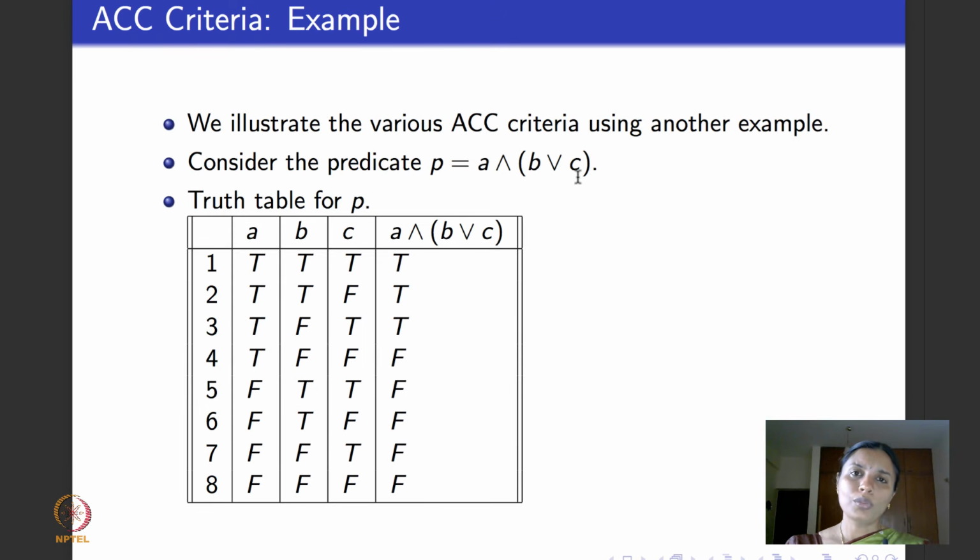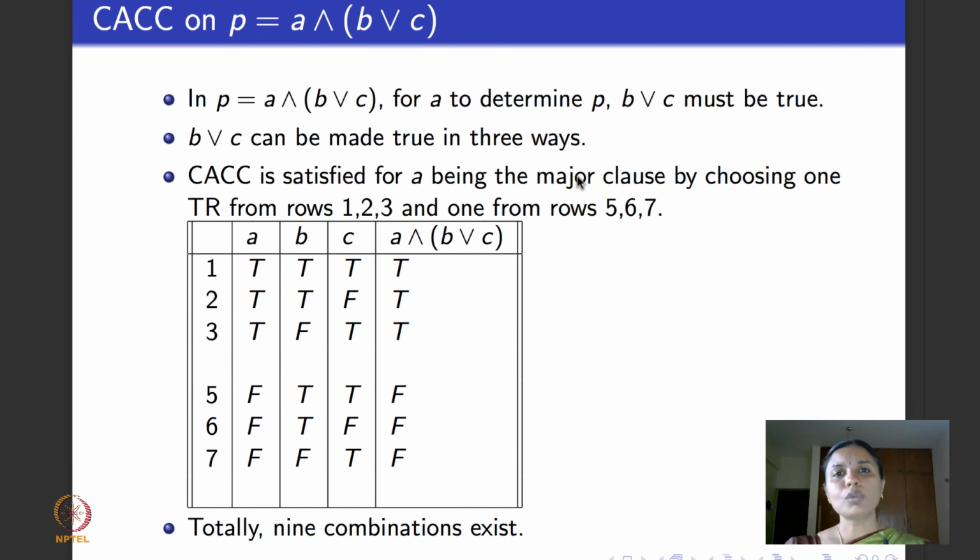Now what we're going to do is understand how the various active clause coverage criteria work for this predicate. We begin, as I told you, with general active clause coverage, which is the same as ACC, nothing interesting. So we will see correlated active clause coverage for this predicate and restricted active clause coverage for the predicate. So let's start with CACC, correlated active clause coverage. Now I want to make A the major clause.